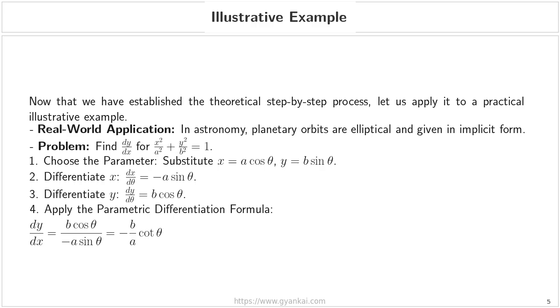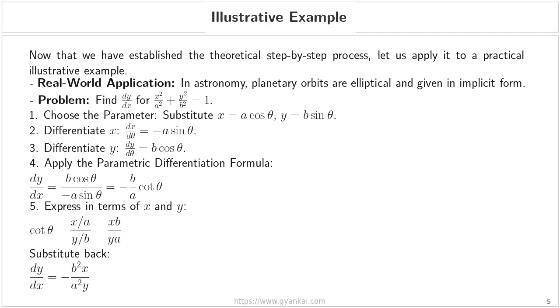Now, we apply the parametric differentiation formula we introduced earlier. By dividing the derivative of y by the derivative of x, we get b cosine theta divided by negative a sine theta. This simplifies to negative b over a times cotangent theta.